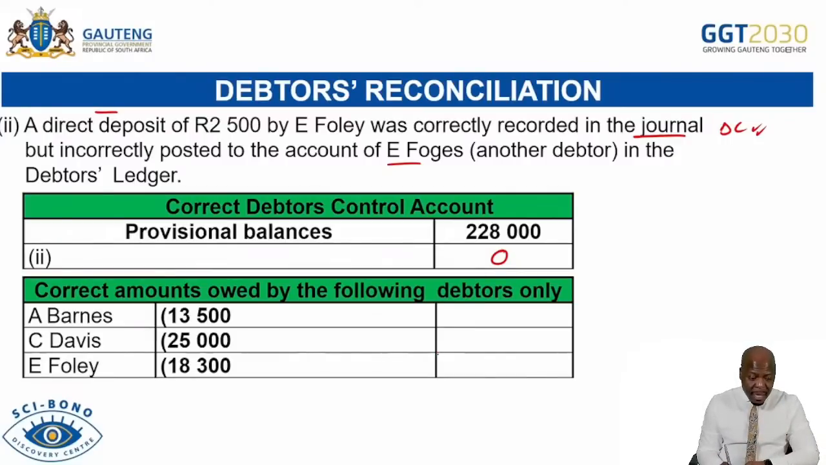But then when you come here now, you are now saying, this is a deposit of 2.5 by Foley, but we recorded it in E. Fox. And you can see E. Fox is not part of these debtors. What does that mean? You simply come to E. Foley. And what do you say in E. Foley? Minus 2,500 in E. Foley. Let's go on to the next one then.